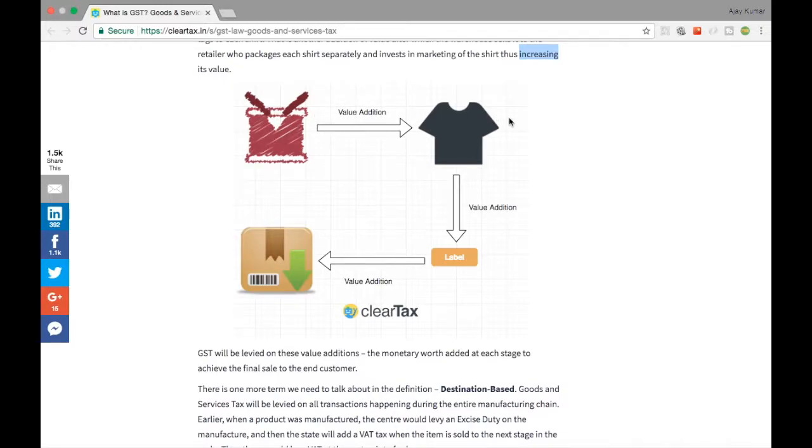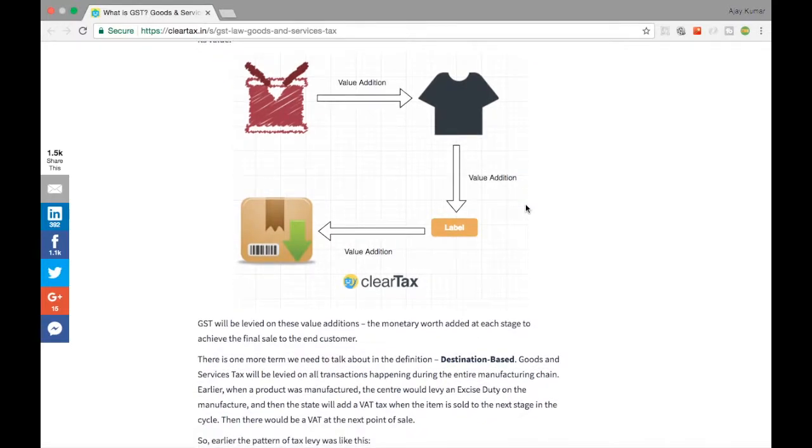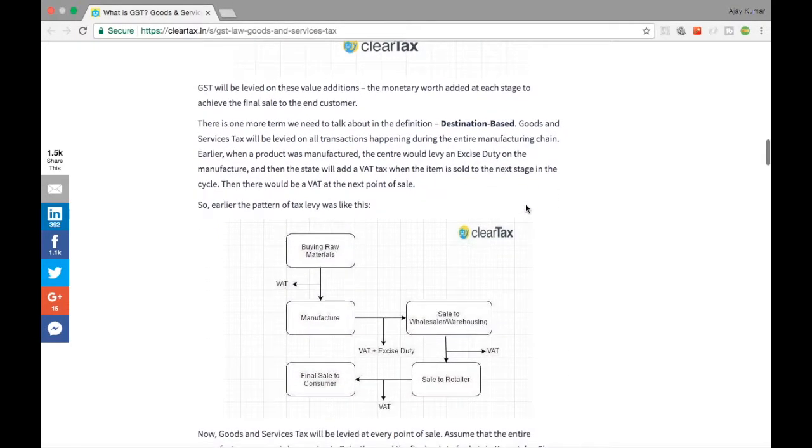In GST, we are going to pay tax only for the value addition. The guy who bought the raw material would have paid the tax. The guy who makes the t-shirt will pay the tax. The guy who is stamping the label doesn't have to pay the tax which is already paid. You just pay the tax only for the value addition. That is what is going to be changing. That is the basic difference between GST and the previous tax policy, right?